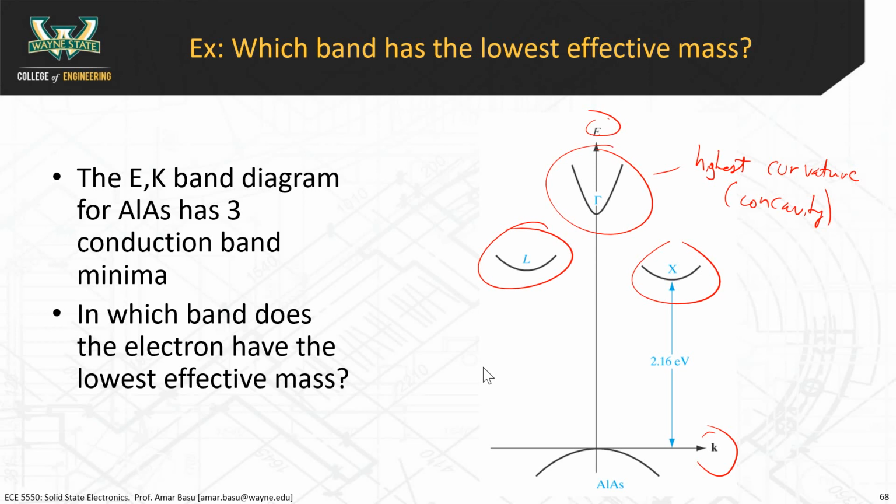What's good, a low effective mass or a high effective mass? Low. Why is low good? Faster. They can move well. They have higher mobility. Exactly.